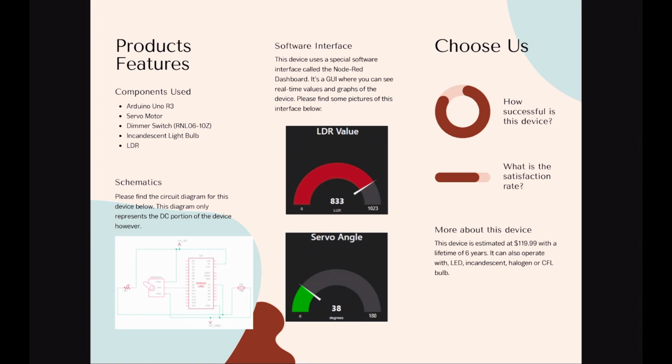With this picture you can see that when our LDR value was 833 lux, the angle on the servo motor was 38 degrees. So in truth, during this period of time, during these values, the light bulb was showing minimum light.